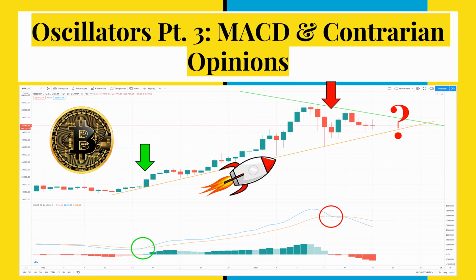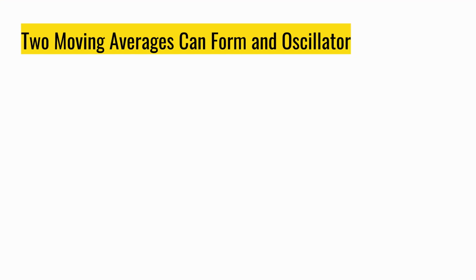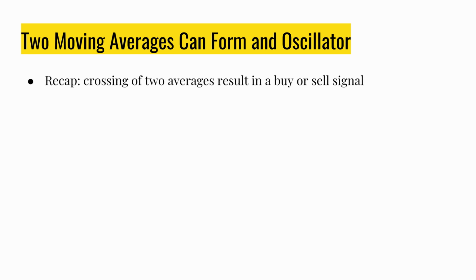After we go over the MACD, we'll be looking at the psychological theory behind contrarian opinions. Before we get into the MACD, let's go over the idea that we can combine 2 moving averages together to form an oscillator. So in the video where I explained moving averages, we know that 2 moving averages crossing over each other result in a buy or sell signal.